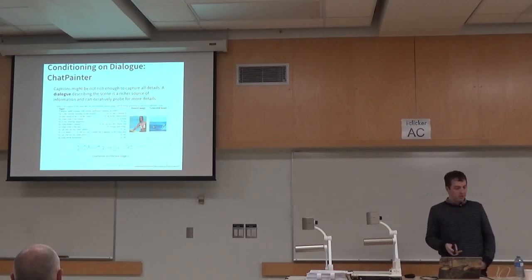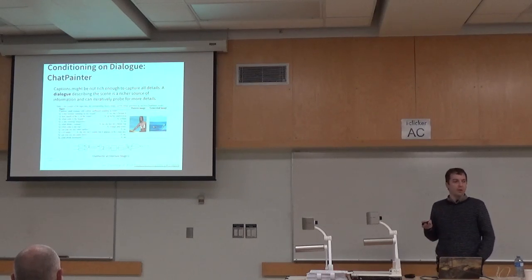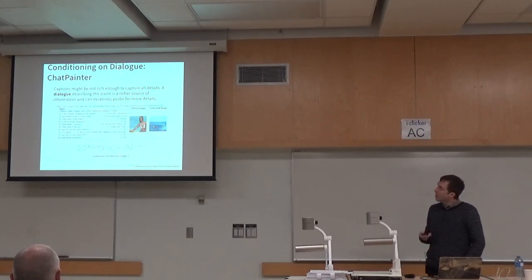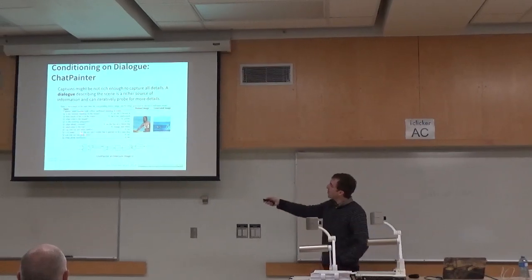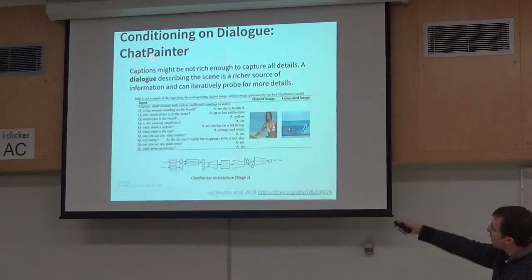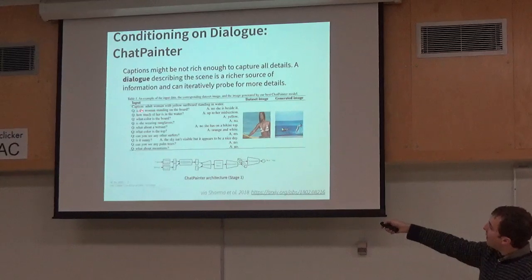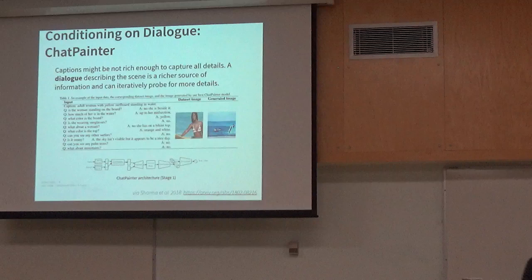So moving away from captions, the work I'm going to present today was done in collaboration with Microsoft Research. Our collaborators there proposed a non-iterative model called ChatPainter, which conditioned not just on an image caption, but on a visual dialogue. So there's a series of questions and answers about a particular image. There's also a caption for this image as well. The caption is "adult woman with yellow surfboard standing in water," and then a series of questions and answers about the image.